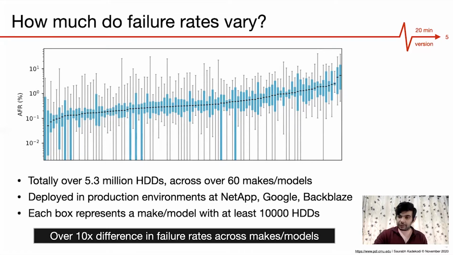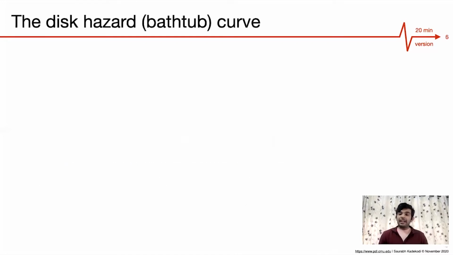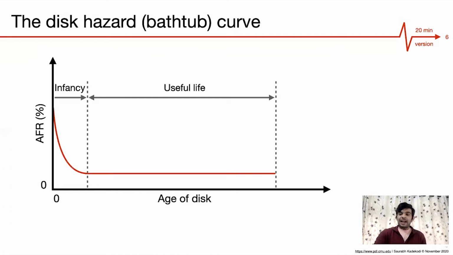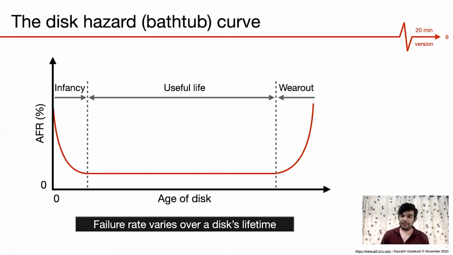To make matters even more complicated, disks belonging to each make and model have an AFR distribution over their lifetime that also changes as the disk ages. The disk AFR lifetime distribution is denoted using the disk hazard curve, also colloquially known as the bathtub curve. The bathtub curve has the age of the disk on the x-axis and the AFR on the y-axis. When disks are newly deployed, they are in their infancy and they have a high failure rate, which is often referred to as infant mortality or burn-in. This is followed by a low, stable failure rate regime called useful life. And finally, when the disks are old, the failure rate increases again in what is termed wear-out. So the disk failure rate changes across makes and models and over the disk's lifetime.